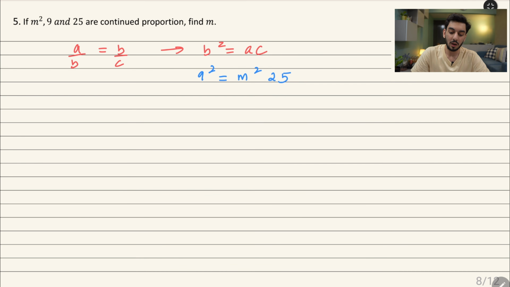Okay, now I need to find the value of m. Can I just send the 25 to the other side and write it as 9 square upon 5 square is equal to m square, because 25 is actually 5 square. If m square is 9 square upon 5 square, I can just square root on both the sides. So m would be equal to 9 over 5. The squares just go away, and I'll have to obviously write a plus or a minus. So 9 upon 5 is a good answer, or I can just say it is 1.8. That is also a good thing to do.